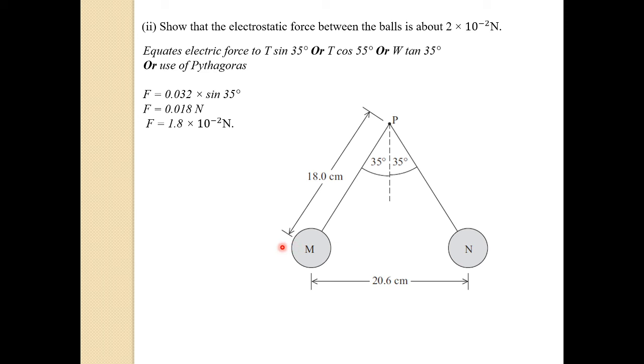The electrostatic force, away from M, is equal to the horizontal component of the tension, that is T sin 35. The angle formed with the thread is 35 degrees, so we resolve horizontally and get T sin 35 equal to F, the electrostatic force. We have the T calculated earlier, so multiplying with sin 35, we get 0.018 newton. That rounds to two significant figures, as requested, 1.8 × 10^-2 newton.